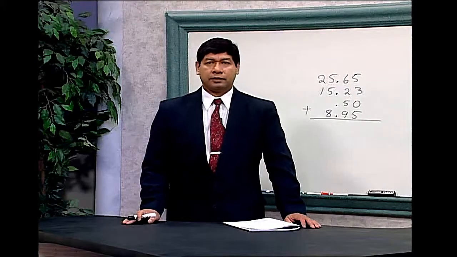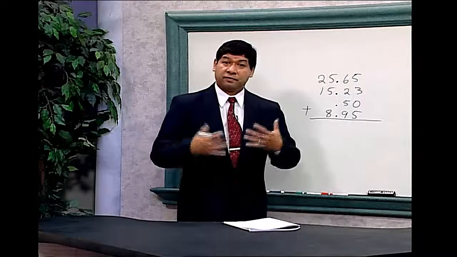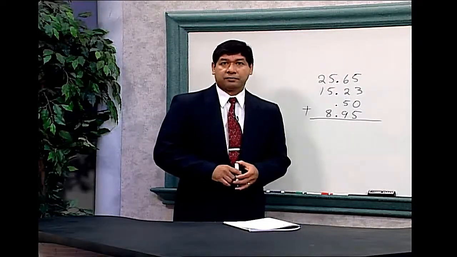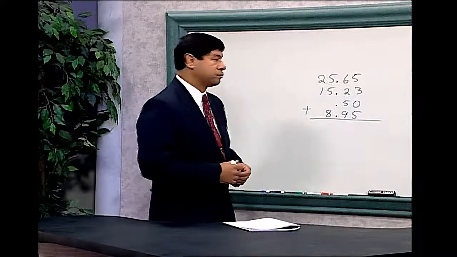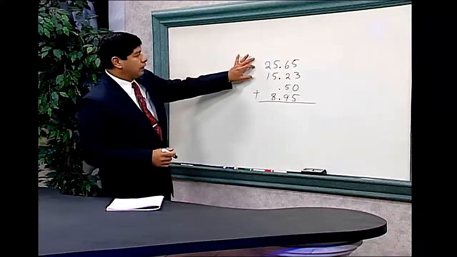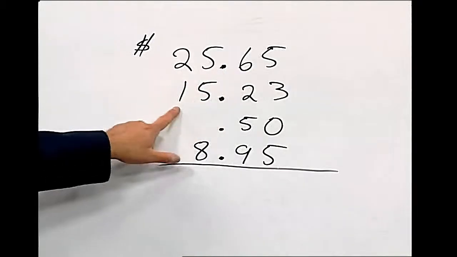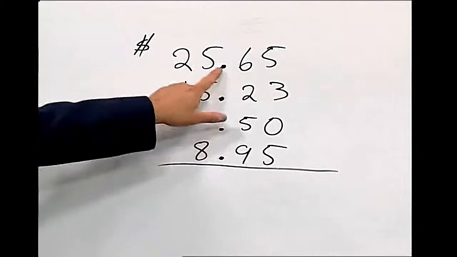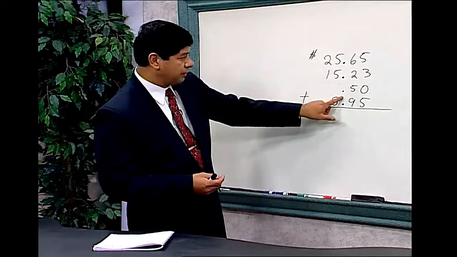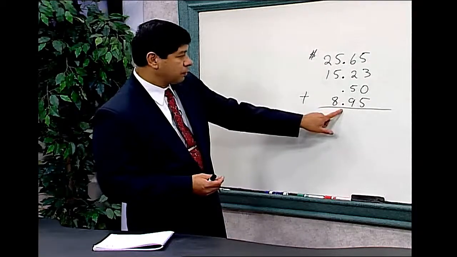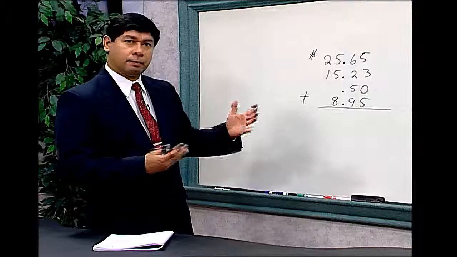Again, in reading that question, ask yourself, what is being asked here? What is it that I'm being asked to figure out? In this case, how much money did Debbie spend altogether? So we're looking at an addition problem. So again, we have $25.65, $15.23, with the decimal point aligned, our 50 cents, aligned, $8.95. This is very critical in adding money.